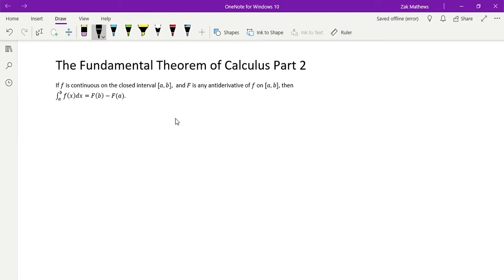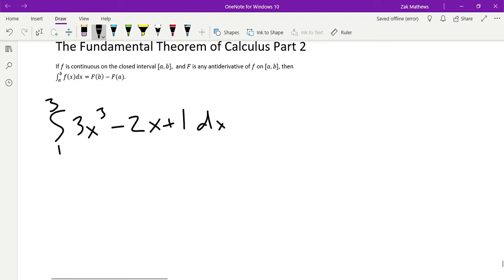So let's calculate a few problems here. Let's start with the integral from 1 to 3 of 3x cubed minus 2x plus 1 dx. So the first thing I'm going to do is find the antiderivative. Now it does say any antiderivative, and we'll talk about why that is, but I'm going to choose the most general antiderivative for starters.